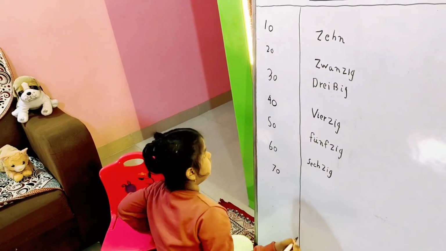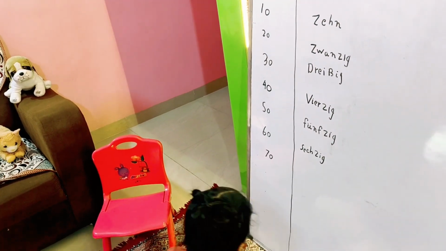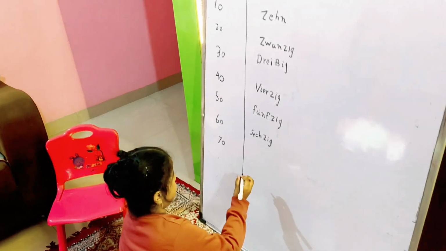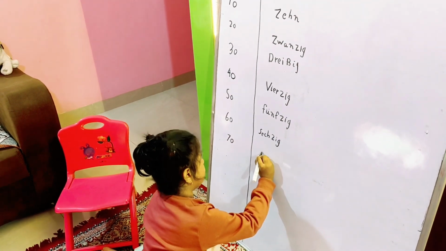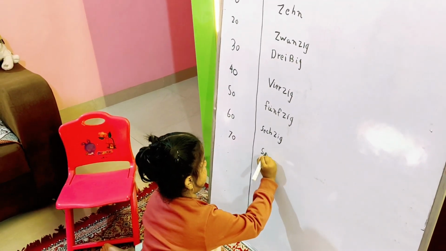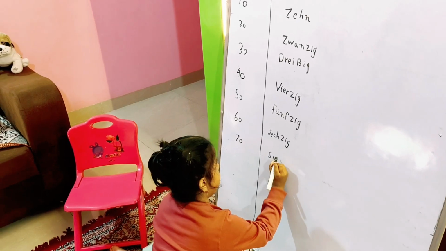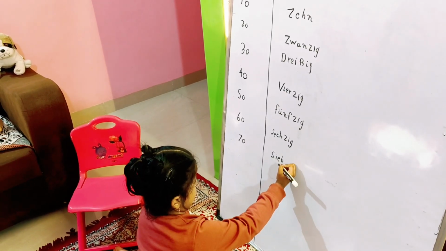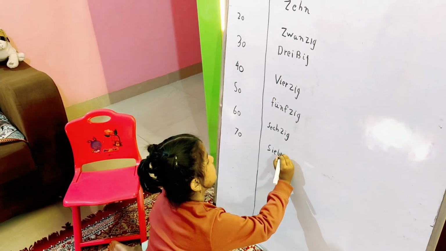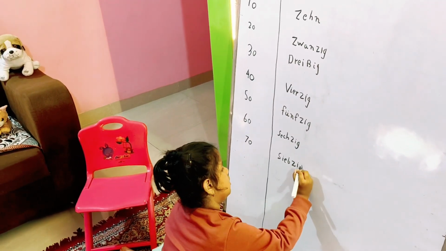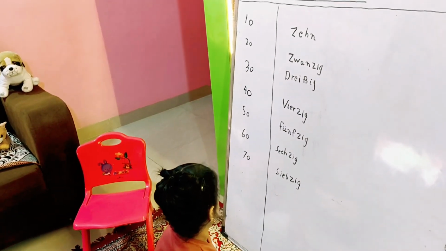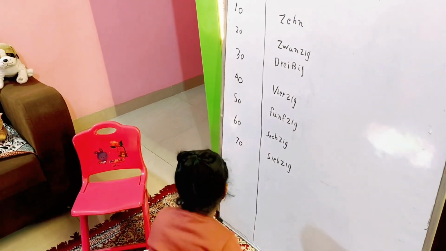And 70. What will we say in German? Siebzig. S-I-E-B, not S-I-E-N. Okay, siebzig. Z-I-G. Siebzig.